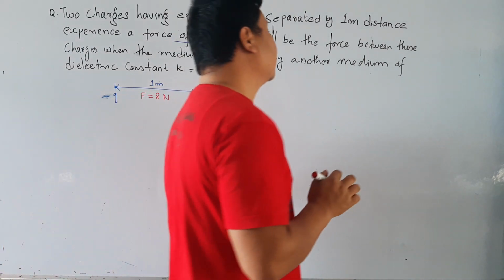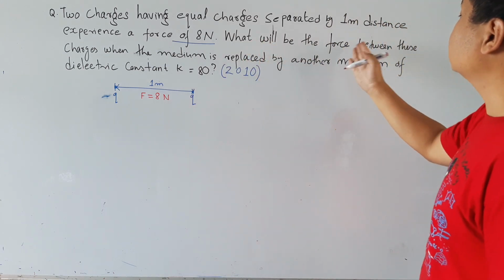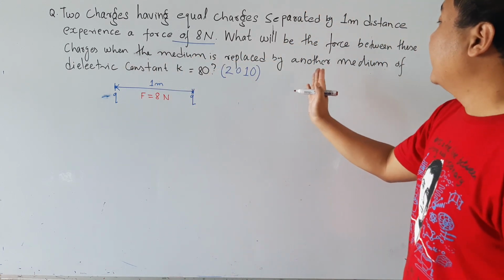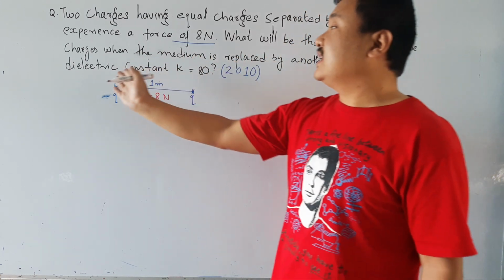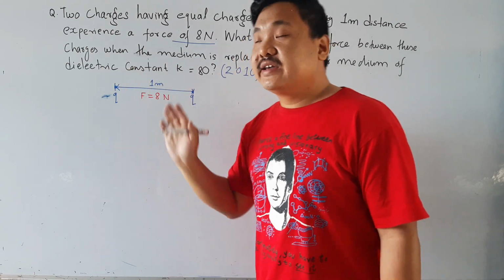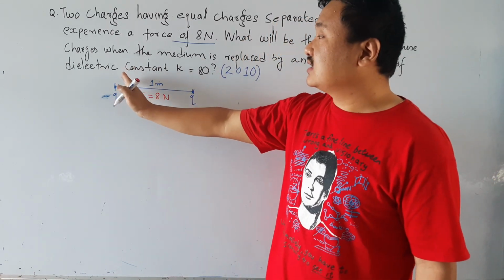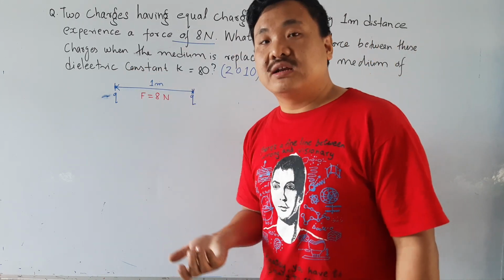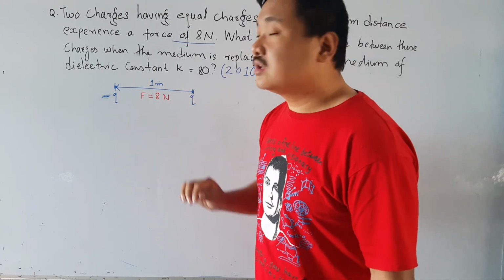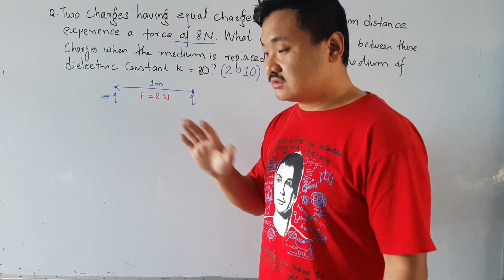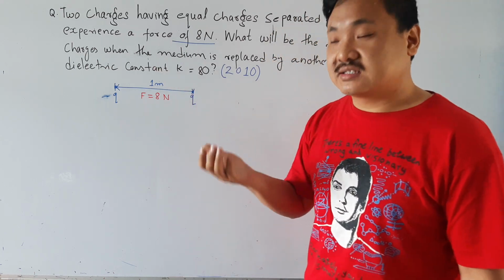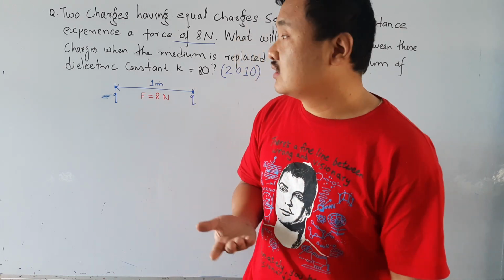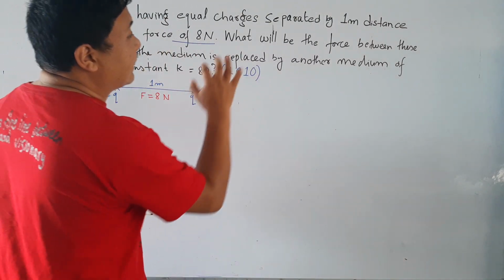Now the question says, what will be the force between these charges when the medium is replaced by another medium of dielectric constant K equal to 80? If you don't understand what a dielectric constant is and how it comes into Coulomb's law, then please go to my Coulomb's law lecture. There I have explained. This is not explained anywhere else, okay? This kind of thing, the dielectric etc., will not be explained, because they will just derive 1 by 4 pi epsilon naught q1 q2 by r square only. So the hint is hidden here.